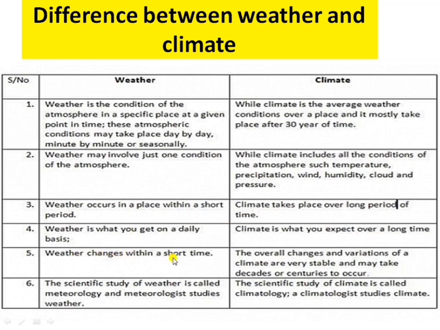Weather changes within a short time, but climate changes within a very long time, and variations of climate are very stable and may take decades or centuries to occur. The scientific study of weather is meteorology, and the meteorologist studies the weather. The scientific study of climate is climatology, and the climatologist studies the climate.